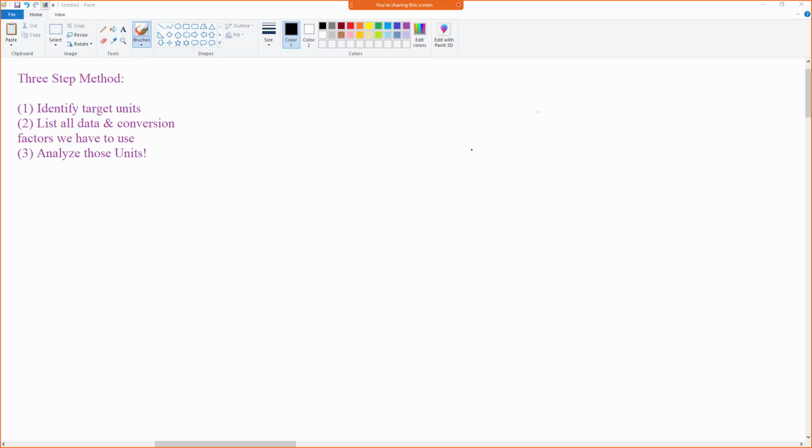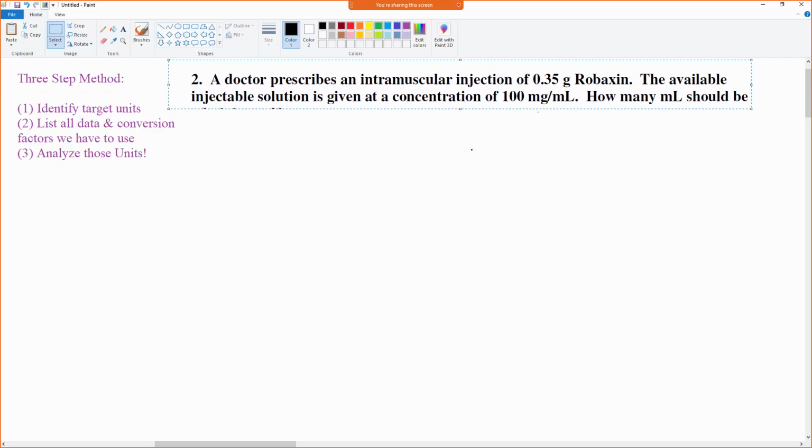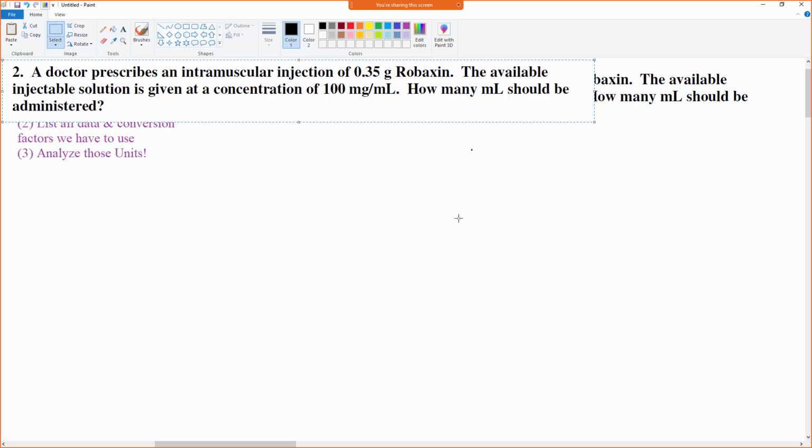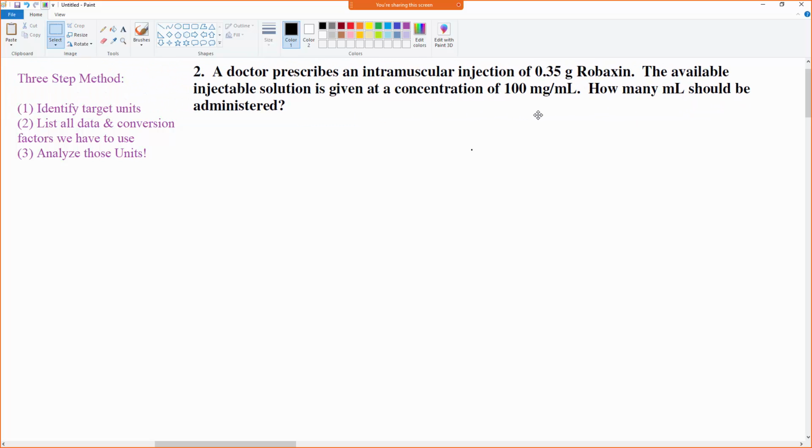Let's do the following problem here. Oh, that's kind of small. Can you guys see that? I can make it bigger. Yeah, that's what I thought. Let's see. Oh, that's better. Oh, except I didn't get all of it. Let's try that one more time. There we go. Now can you see it?